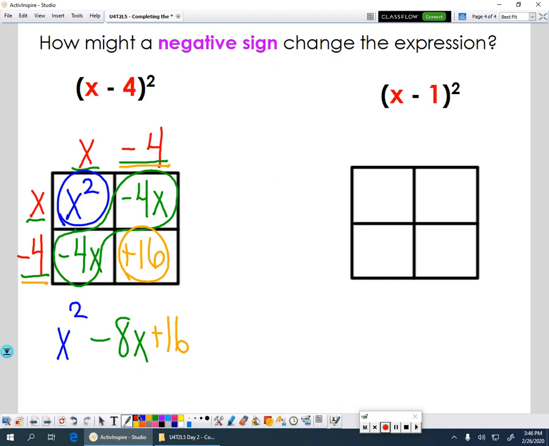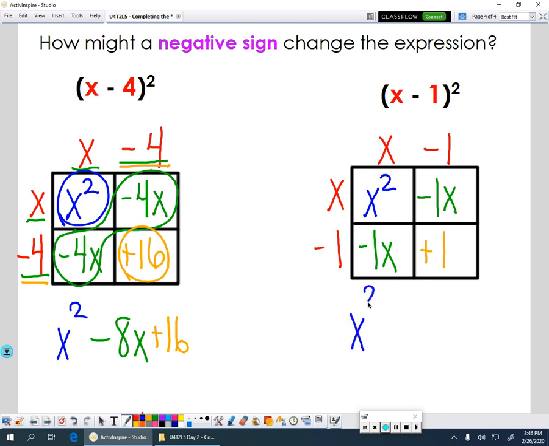So one more example. X minus 1, x minus 1. All right, x times x is x squared. X times negative 1 gives me negative 1x. This x times negative 1 is negative 1x. And then negative 1 times negative 1 gives me positive 1. So let's write our final answer. We've got x squared minus 2x, because this and this combined together to give me minus 2x. And then finally, plus 1 on the end.